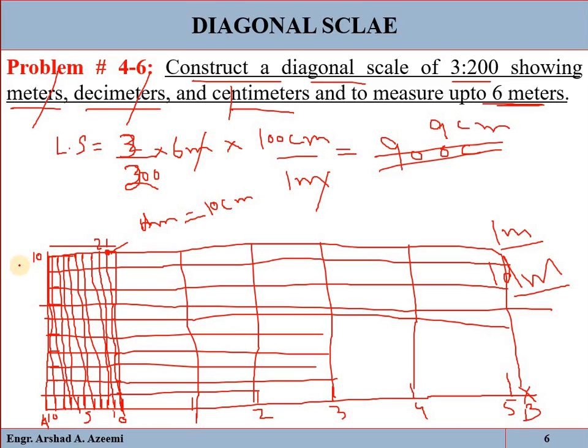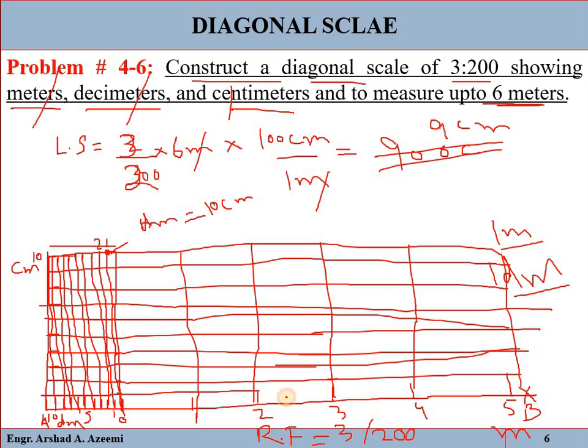So this vertical portion will represent centimeter. Here you can write decimeter, and here you can write meter. Okay, and just represent here the representative fraction, which is equal to 3 by 200. So this is the given diagonal scale.